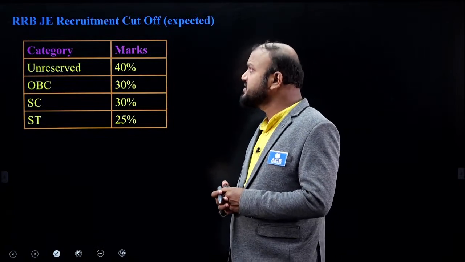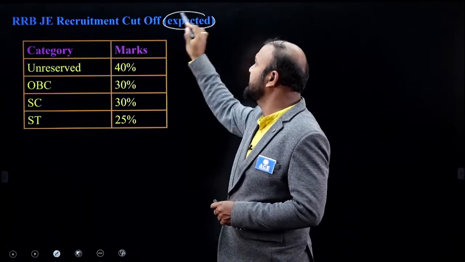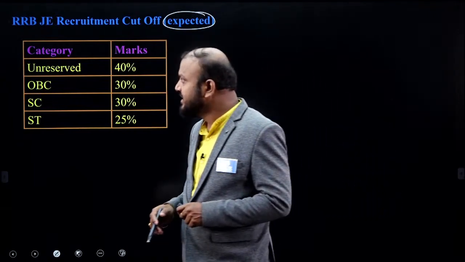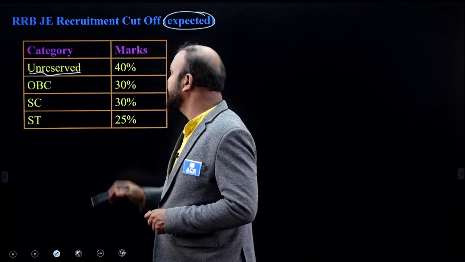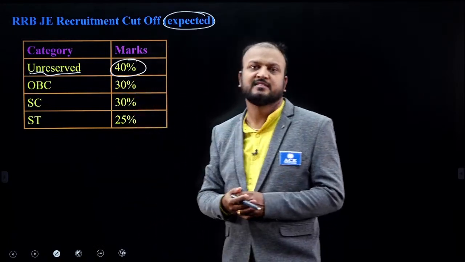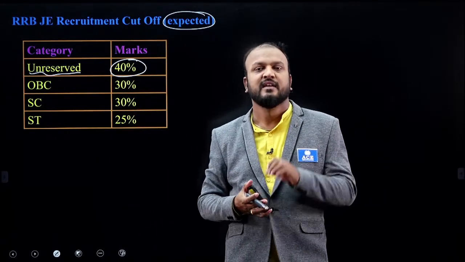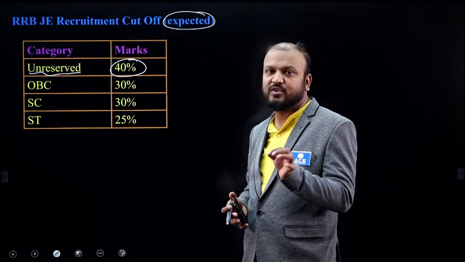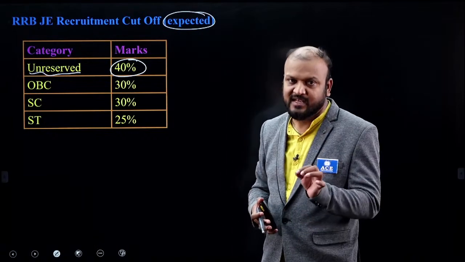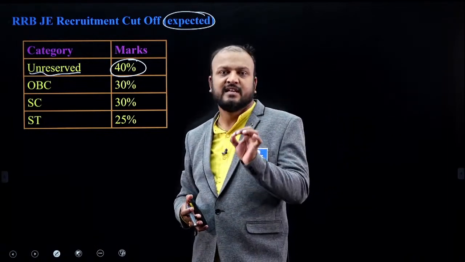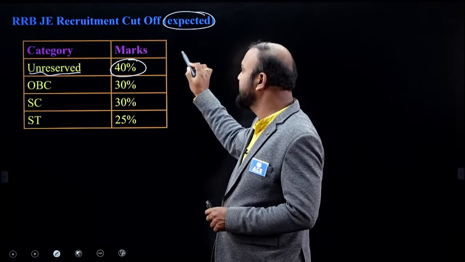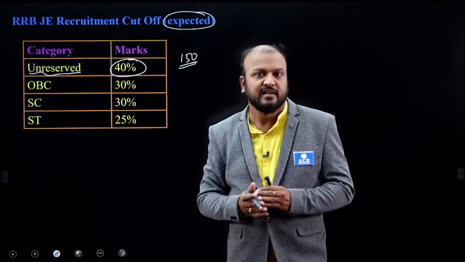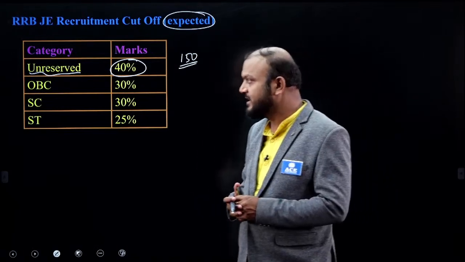And the RRB JE recruitment cutoffs, when we have observed the previous papers, it is expected that unreserved candidates, general category, require 40% of marks in both CBT 1 and CBT 2. In CBT 1, out of 100 marks, the cutoff will be 40. The minimum qualifying for the unreserved is 40 marks. And for CBT 2, there are 150 marks. In that, 40%, that is 60 marks, is the cutoff for the general category.